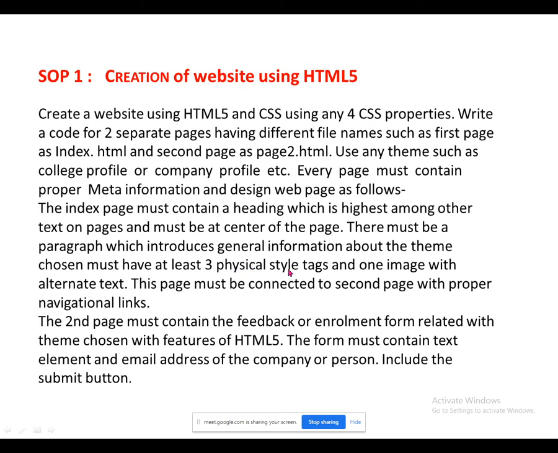The information about the chosen theme must have at least 3 physical style tags. Whenever you are giving information, it must contain 3 physical tags anywhere. You remember the physical tags from your 11th standard: bold, italic, underline. Such tags you have to use while giving the information. And one image with alternative text, and that image must be related to your profile. This page must be connected to the second page with a proper navigation link. What is the navigation link? Navigation link means your hyperlink.